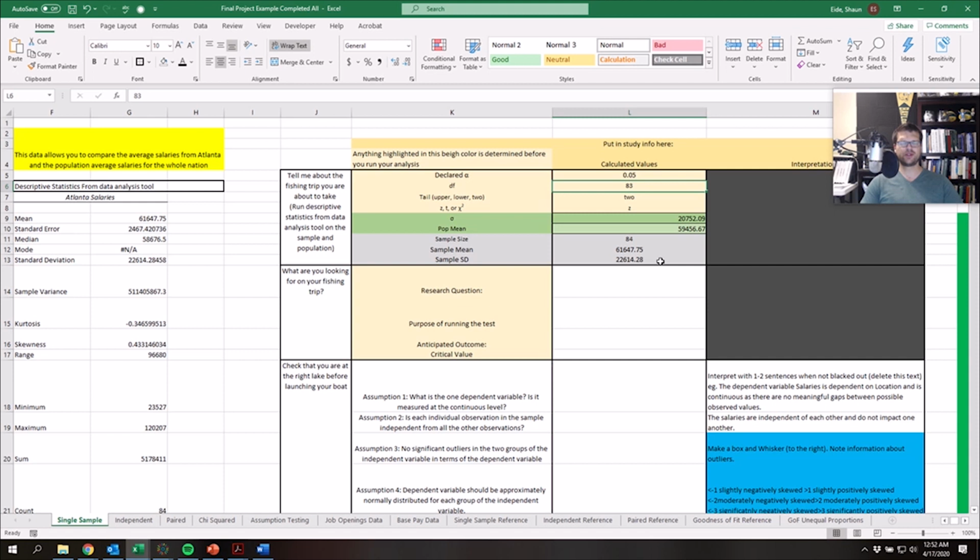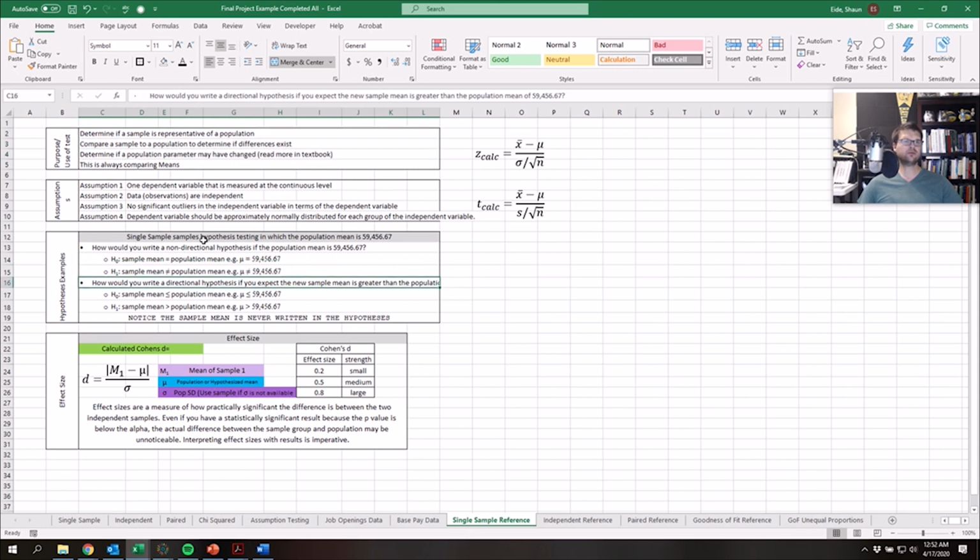And so now we kind of want to know, what is it that we want to know? Research question. In order to do this, you really have to know the purpose of this type of test. So if you come down here, you'll see all these different reference things, and if you want to know what type of research question to ask, come over here to the purposes, and we are going to see these are the different things that you can do with a single sample test. You can determine if a sample is representative of a population. You can compare a sample to a population to determine if there's a difference. Determine if a population parameter may have changed. And no matter what, it's just always comparing means.